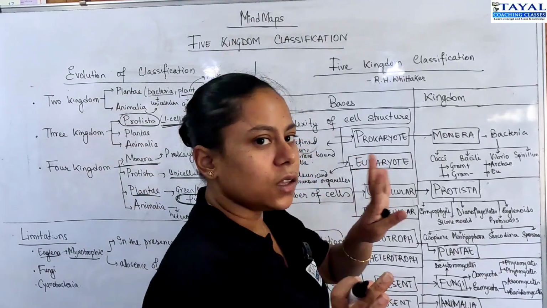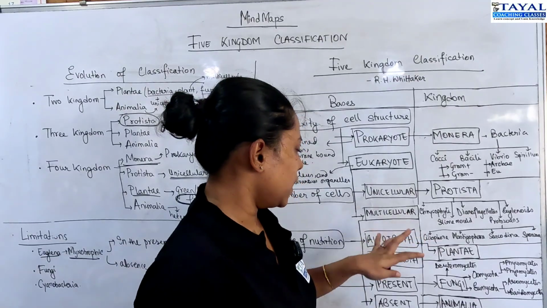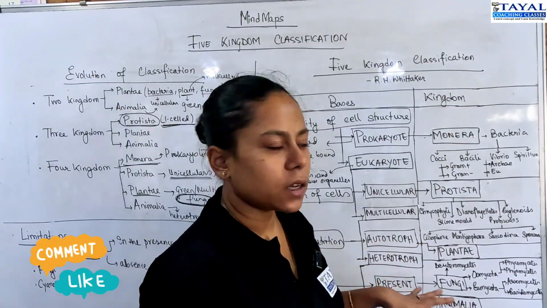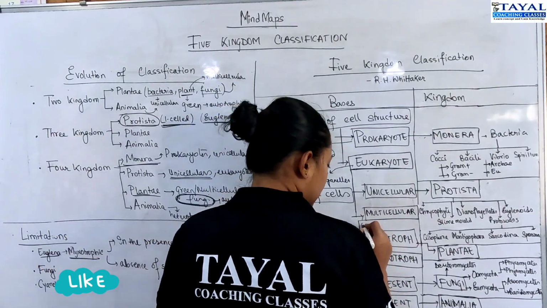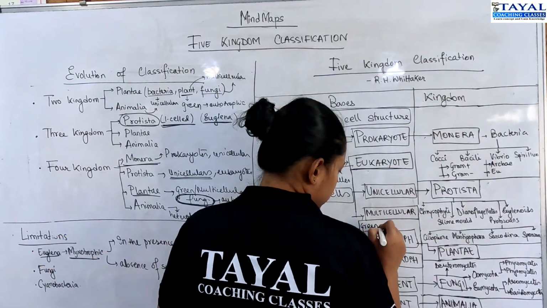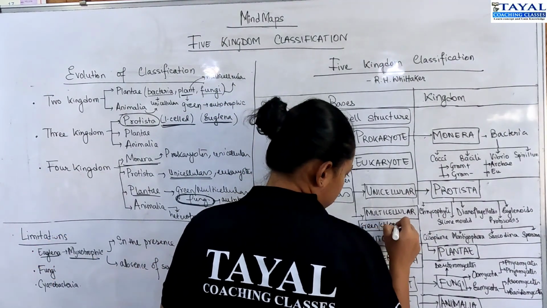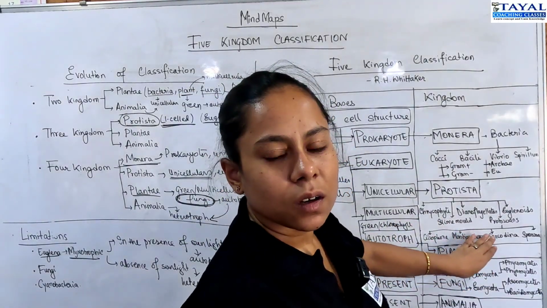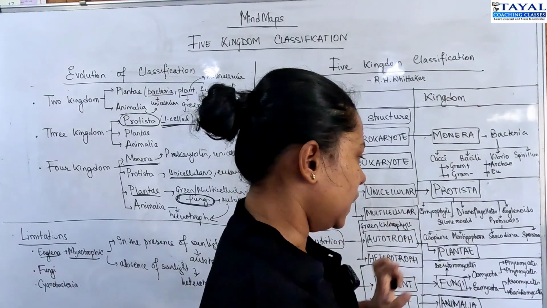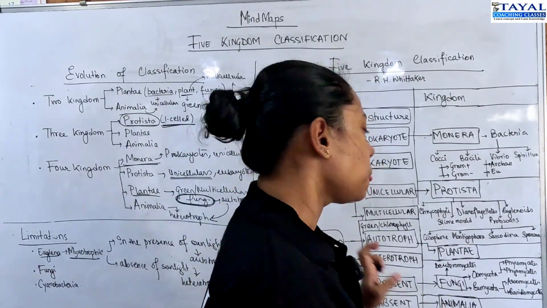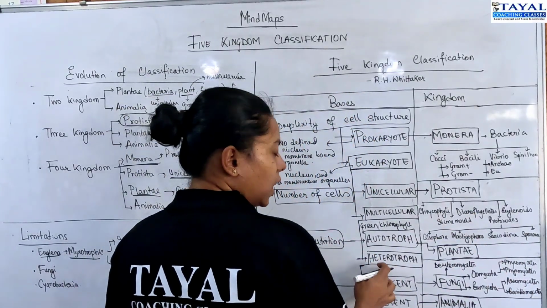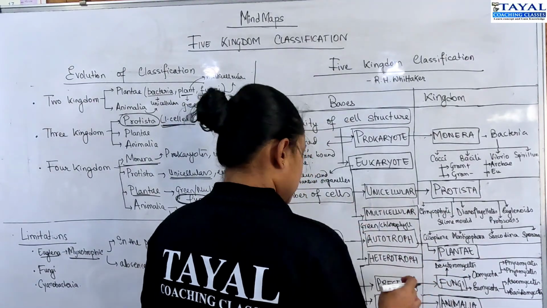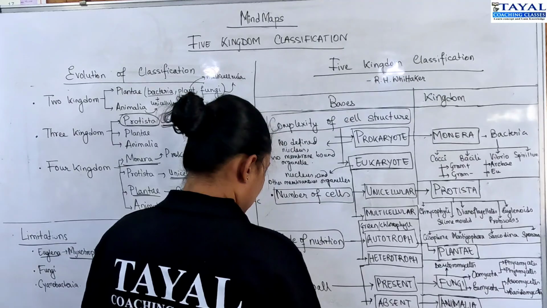So if it is eukaryotic and multicellular, we will check whether it is autotrophic or heterotrophic. If it is autotrophic, meaning green, chlorophyll bearing, then we will put them in Plantae.